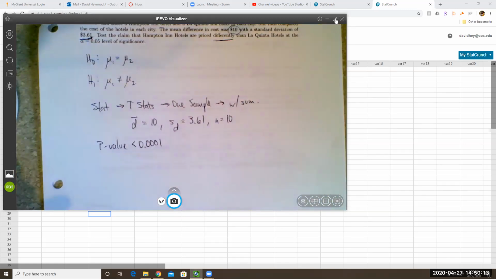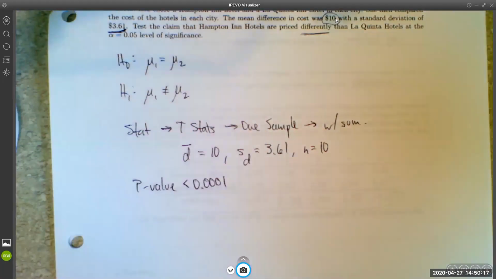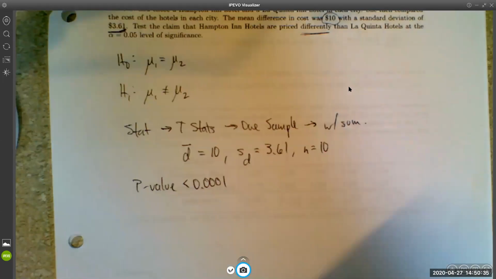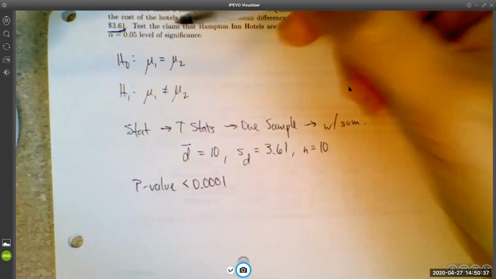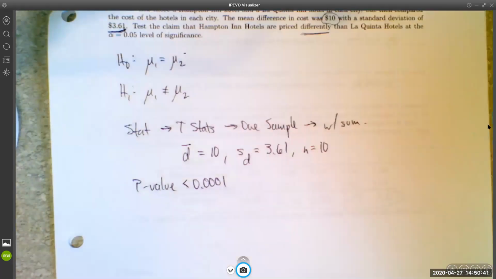Okay. So that p-value is so small that there aren't enough digits in StatCrunch to store it. They're just telling us it's some number less than 0.0001. So that means it's very, very unlikely that we would get these results if the null hypothesis were true. That casts doubt on the null hypothesis then, so we reject it, right?